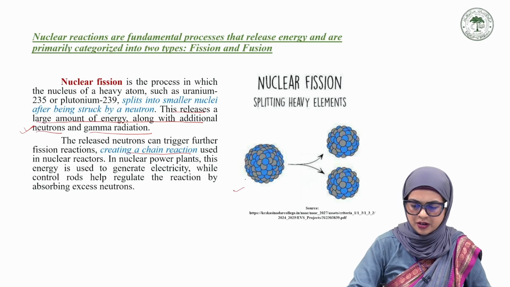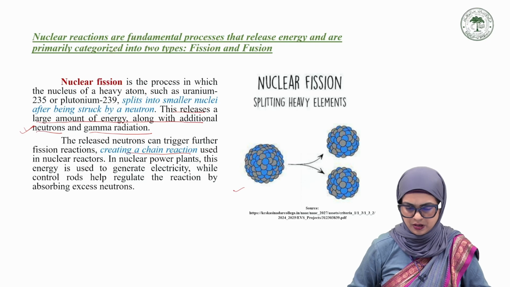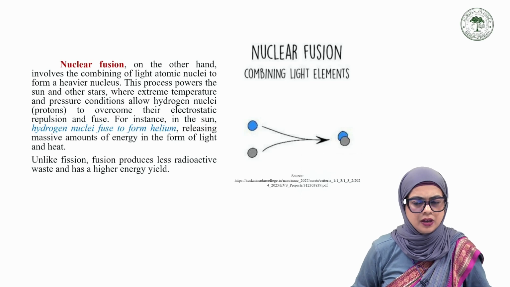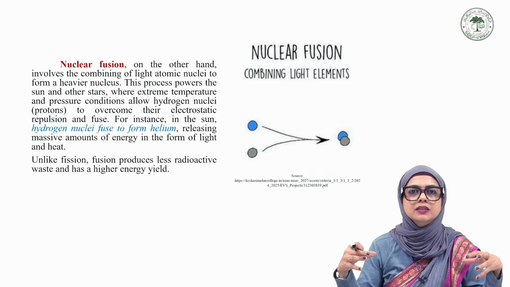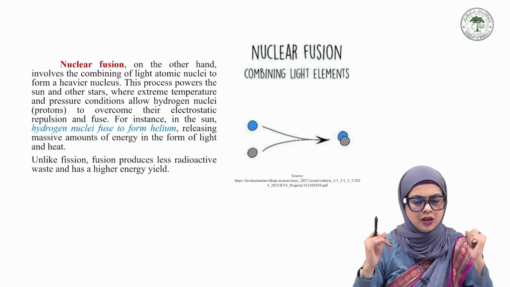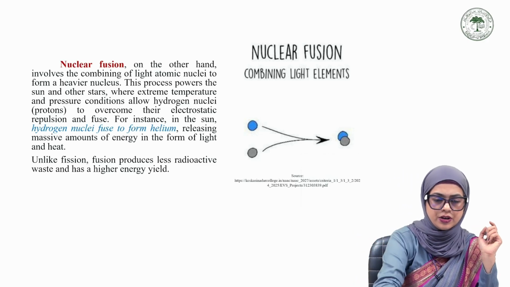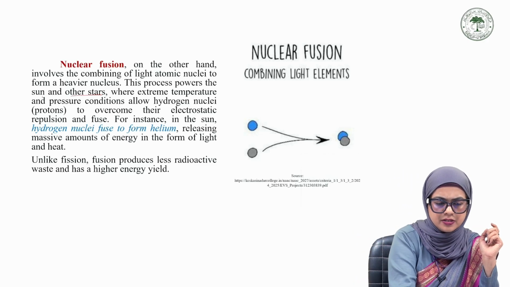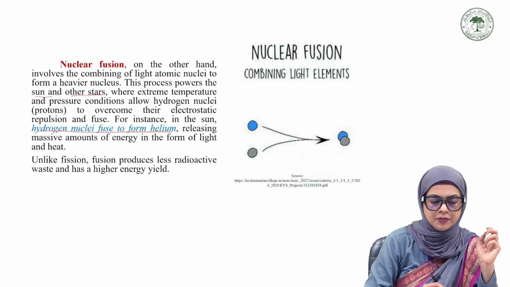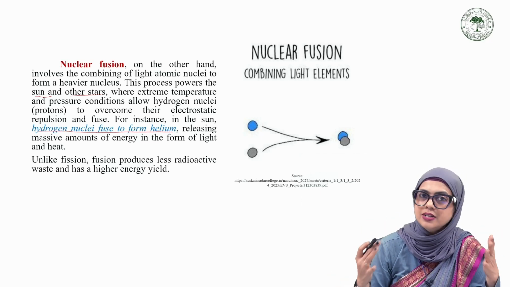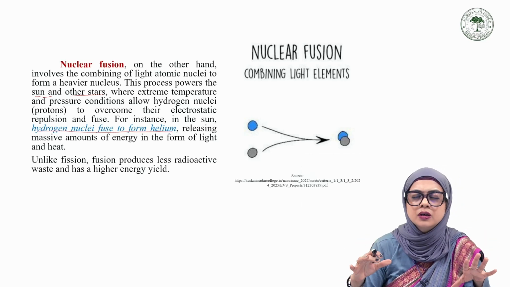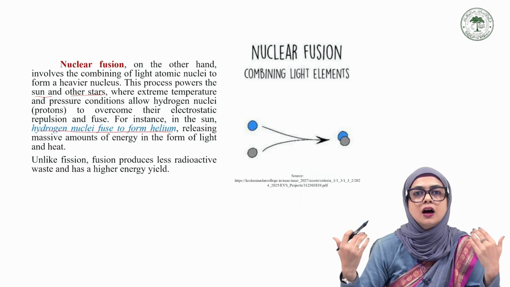You can see in the diagram how one nucleus is split into two. The heavy element is split into two lighter elements, releasing tremendous energy. Now coming to nuclear fusion, that is combining light elements together to form a larger, heavier nucleus. This process is very common in stars and in the sun. In the sun especially, hydrogen nuclei fuse to form helium, releasing a massive amount of energy in the form of light and heat that we perceive and utilize. Unlike fission, fusion produces less radioactive waste and has a higher energy yield.